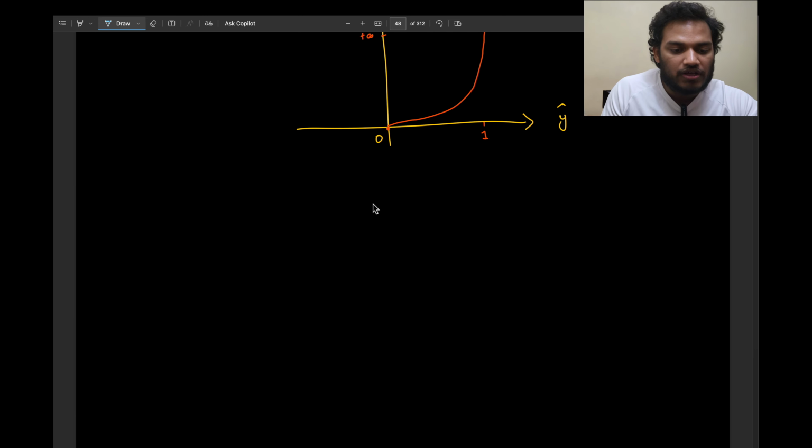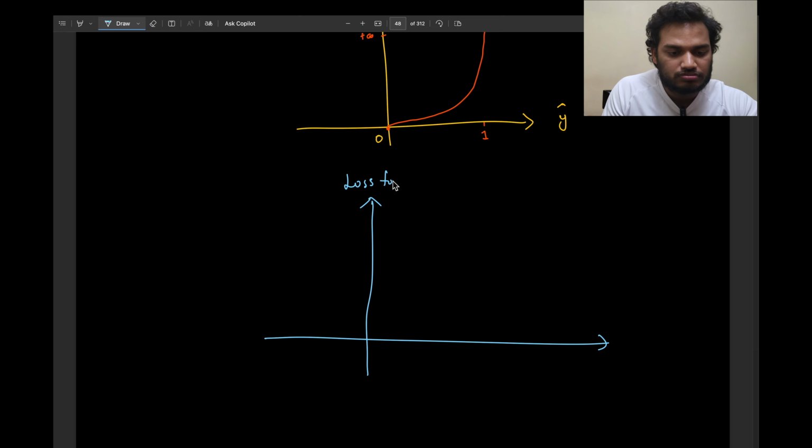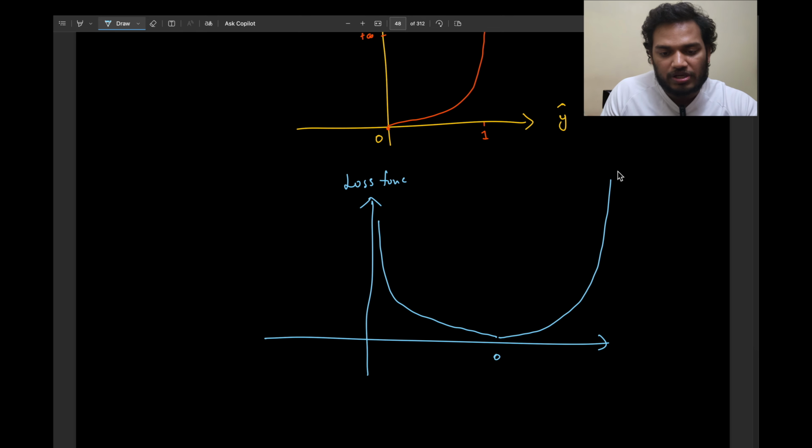So overall, if we see the curve of our loss function, let's say this is our loss function, and here it will change something like this. Till some point it will change like this. It will come from plus infinity to 0, and after some point it will follow the other loss function and it will go from 0 to plus infinity. Like that, my loss function will look like some u-shaped curve. So this is my loss function with respect to the thetas.